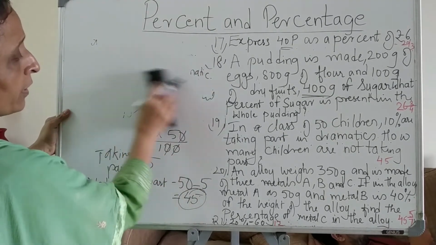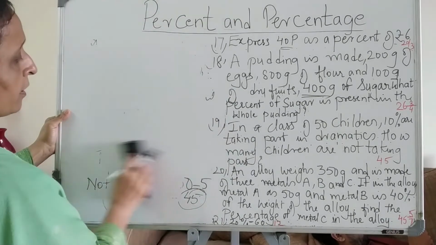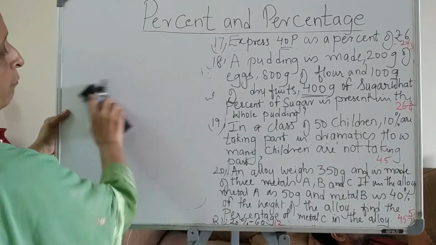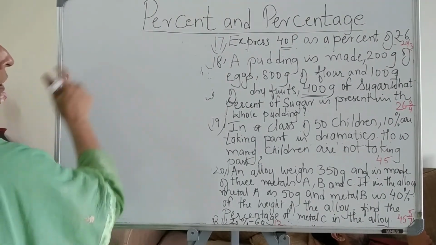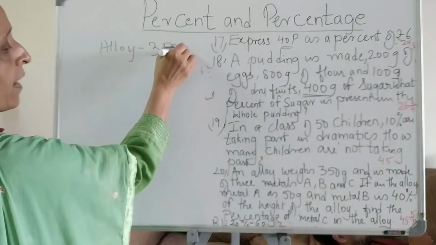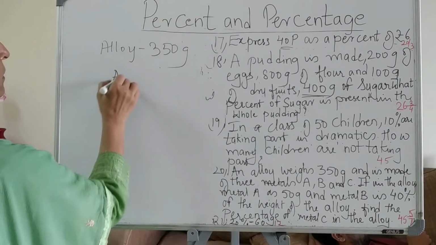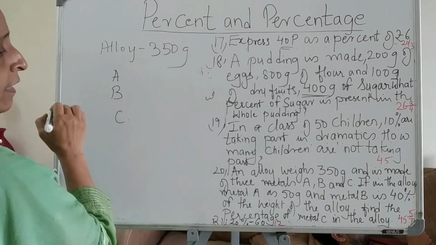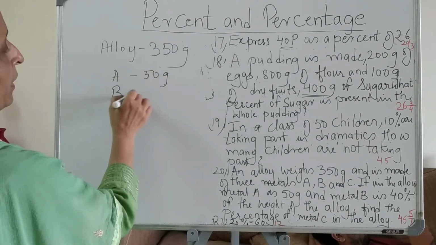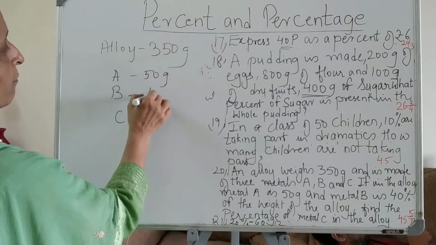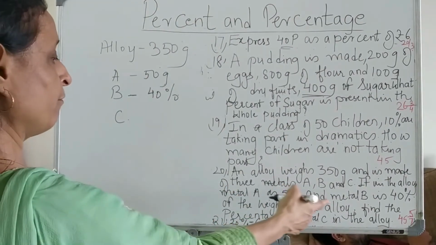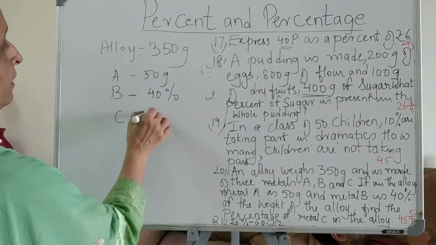Now next is 20th sum. An alloy weighs 350 grams. Alloy is a metal which is made up of many metals for better quality. So there's an alloy which is 350 grams and is made up of 3 metals A, B and C. Now in the alloy, metal A is 50 grams and B is not given in grams, it is given as 40%. So what you have to find out? Find the percentage of metal C.